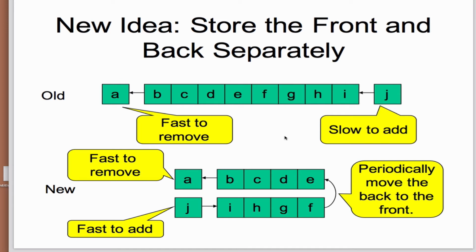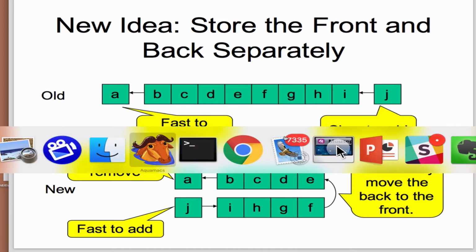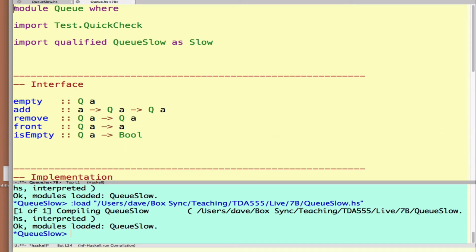So let's go back to the code and see how we can implement that. So I'm creating a new module. I'm calling it queue this time. I'm going to do some testing, so I've imported QuickCheck. And I've also imported my slow queue, my queue slow, and I'm going to call it slow in this context, and I'll show you what that means.